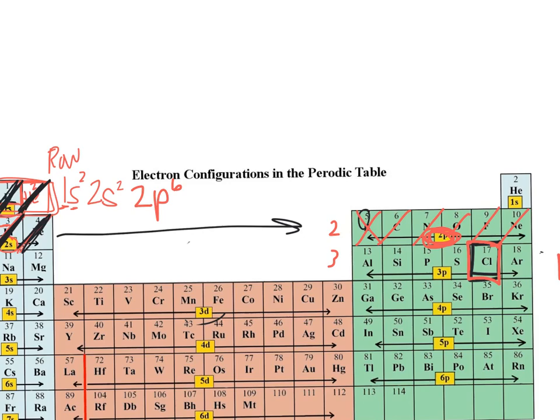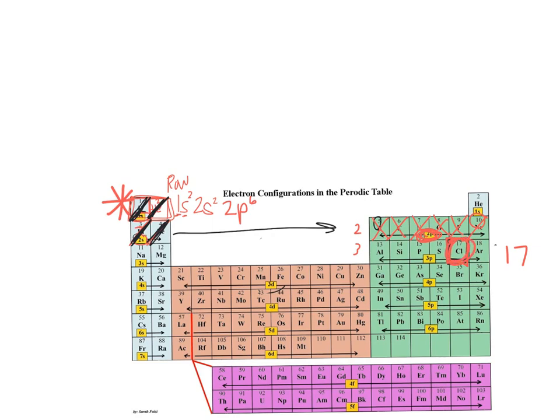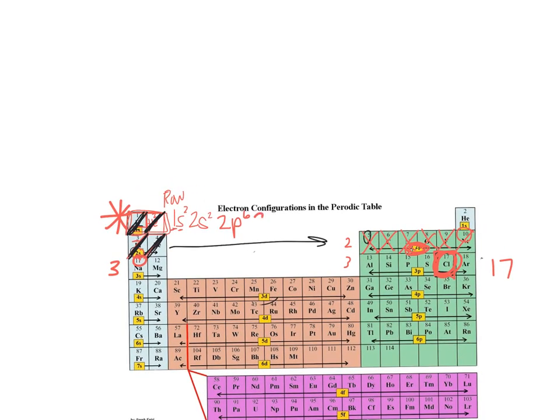All right, so I went through those 6 boxes, and that put me at element 10. Where do I go next? I have to get all the way up here to 17. Where am I going to go next? Yep, you're right. I'm going to go to row 3, element number 11. So it's in the 3rd energy level. It's in the S section.